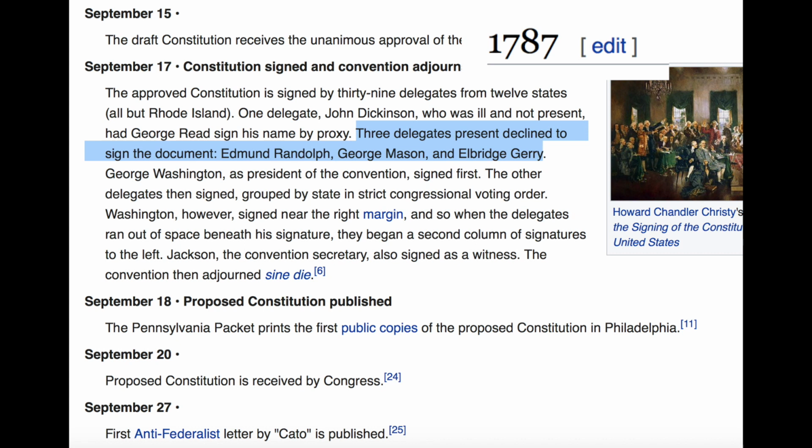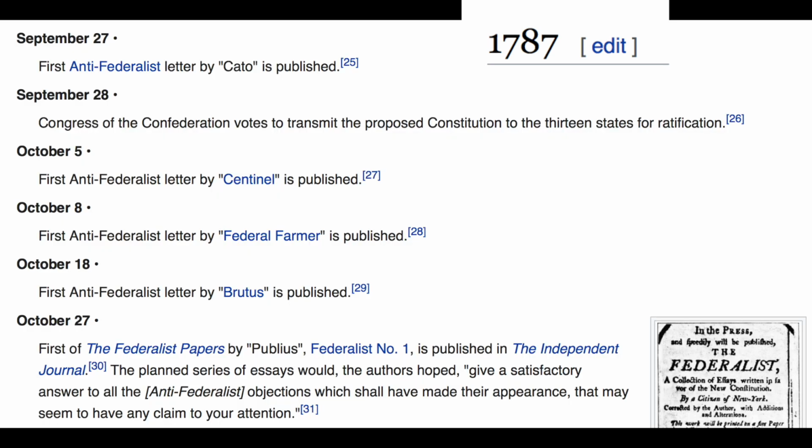So the convention is adjourned September 17th, okay? Now if you look down at the very bottom, September 27th, 10 days later. Ten days later, the first anti-federalist paper came out, okay? The first anti-federalist letter by Cato is published. The anti-federalist papers are papers that you have to read. They're all pretty much arguments against the Constitution and against this federalized state that we have, this strong centralized government.